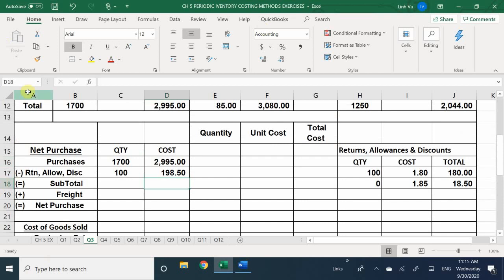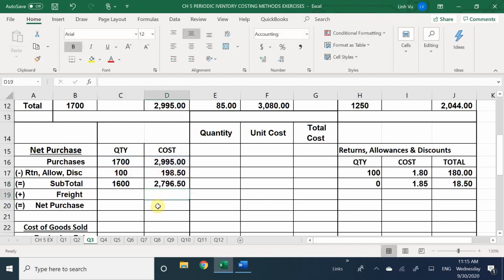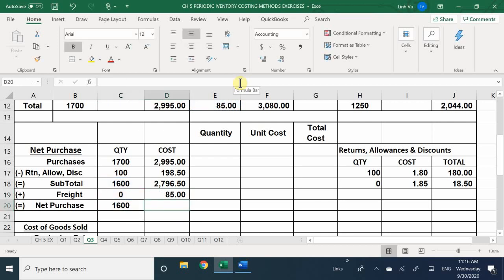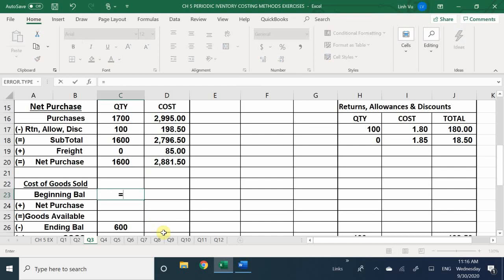Okay, and then by using the little information here on the left, I should have a total of 1,600 items, and it should be for the total of $2,796.50. Okay. Freight is going to be added, which in this case, my freight of $85 is going to apply here. So by adding up these totals, I should have a total here of $2,881.50. Okay.